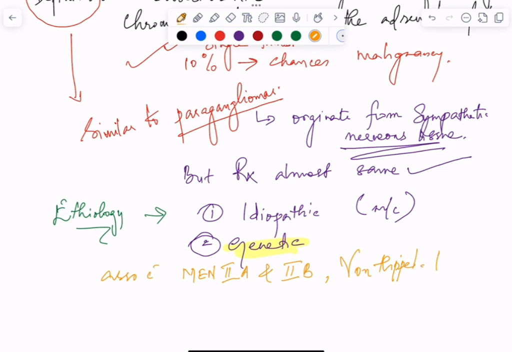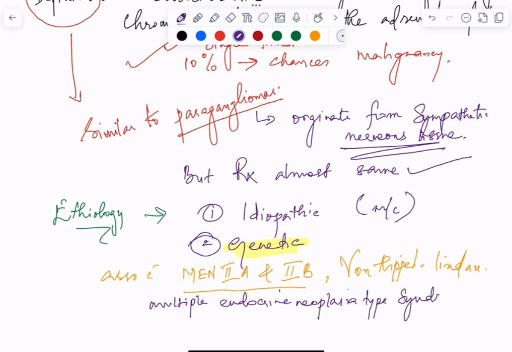Anyone knows about this? MEN2A or MEN2B? Yes, it is a multiple endocrine neoplasia type syndrome. So this is a genetic disorder. It's not common in pheochromocytoma. The common etiology is, of course, idiopathic. In some cases, genetic. So MEN2A and MEN2B are multiple endocrine neoplasia type syndromes.